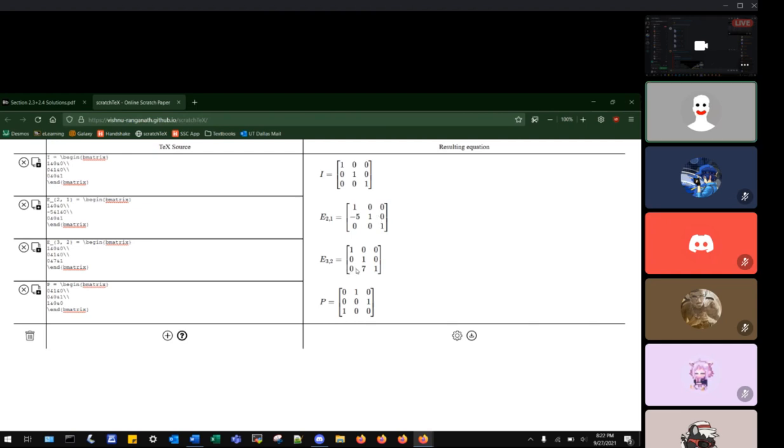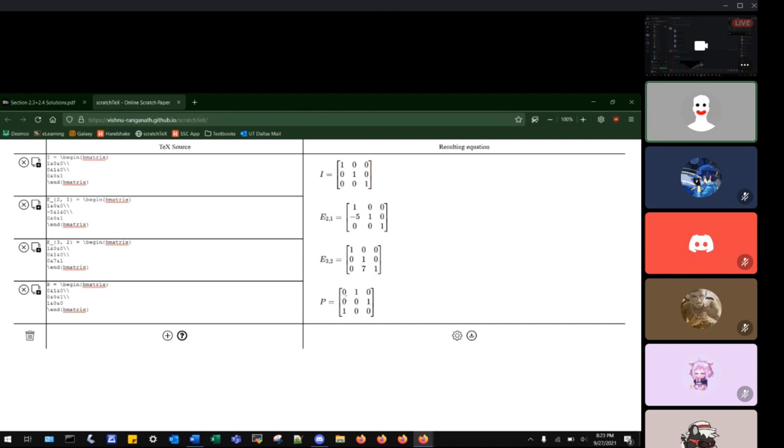And then for part B, we leave the first row and second row untouched because we're doing row 3 minus negative 7 row 2, which is row 3 plus 7 row 2. And so these two cells are unchanged because row 2 has a 0 in those columns. This cell is incremented by 7 because there's a 1 in column 2 of row 2.